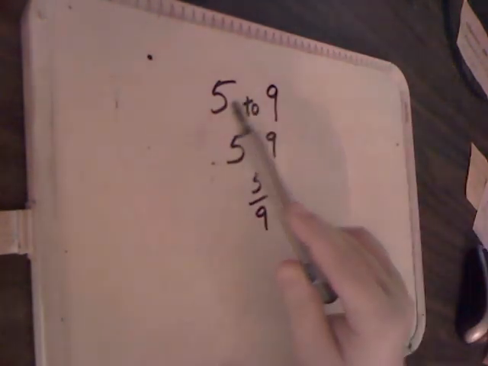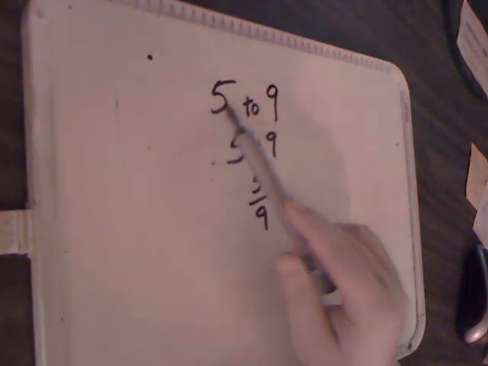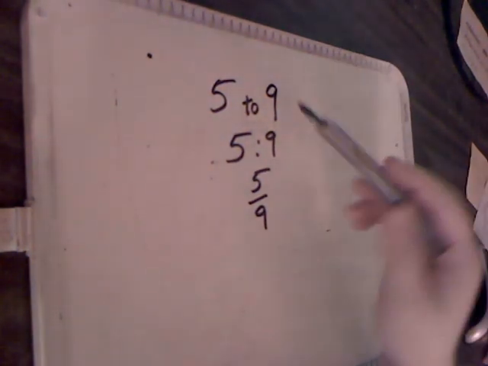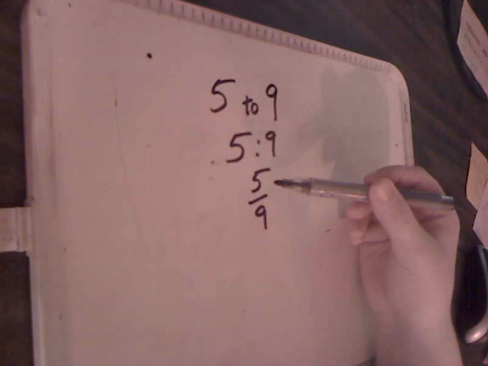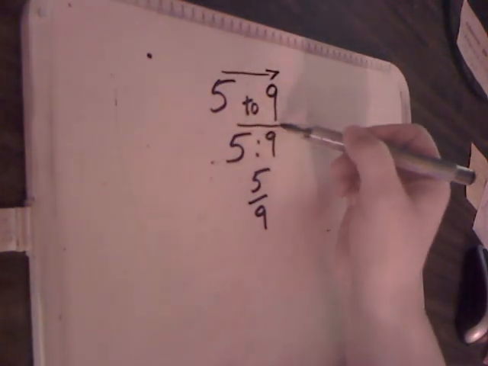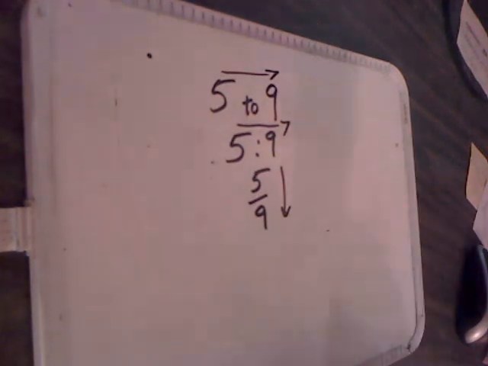Now, just like you read a book from left to right, you also read from the top of the page to the bottom. So wherever you start reading, either at the left or at the top, that's where the first number goes. 5 to 9, 5 to 9, 5 to 9, just like you read a book.